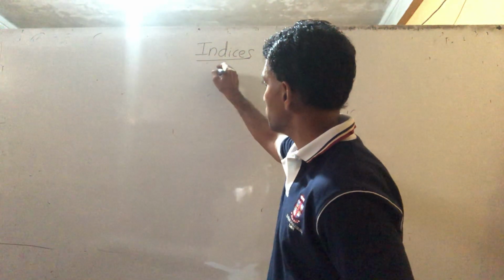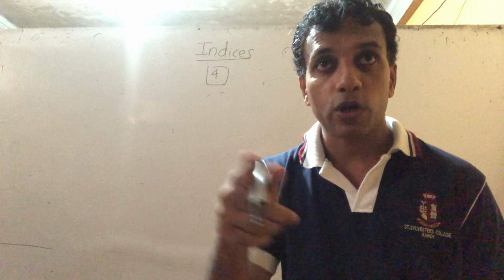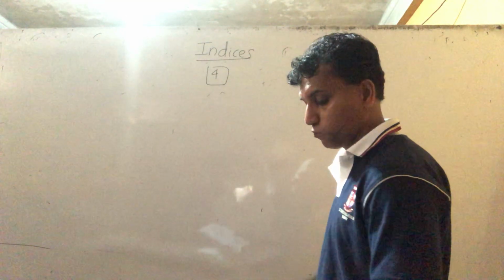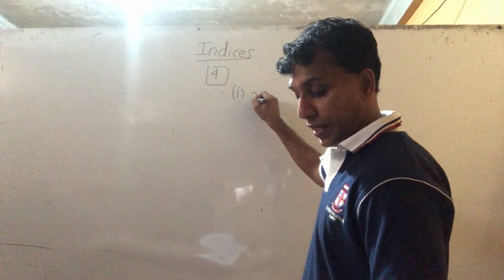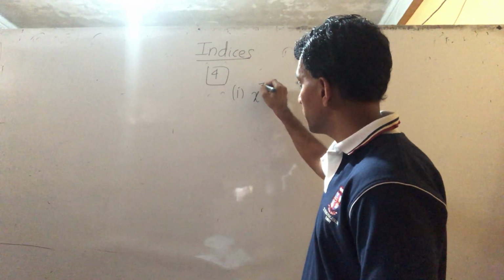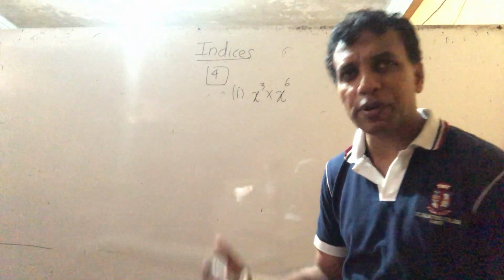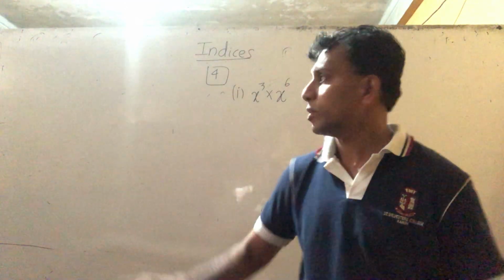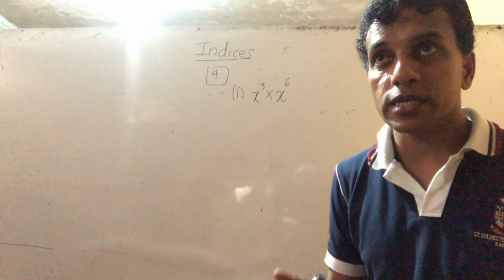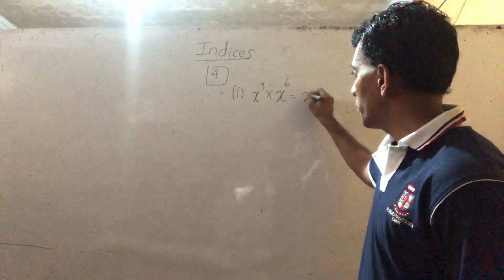Okay, next question, type 4, simplify. Question 4, write the problem in your book, simplify. First question, x to the power 3 into x to the power 6. Once again, the same repeats, the type of rule number 1, a separate problem. What is the answer? The bases are the same, so when you multiply, add the powers. X to the power 9.